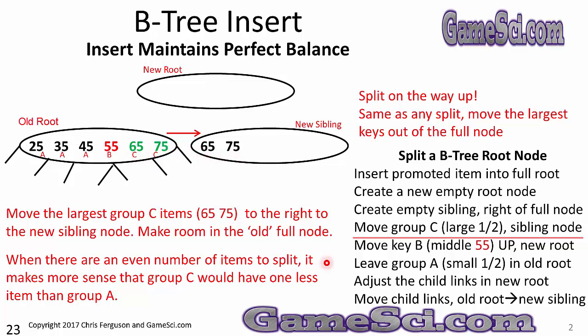When there are an even number of items to split, it makes more sense that group C would have 1 less item than group A. I'd rather move 2 items and leave 3 than move 3 items and leave 2. It just makes sense.